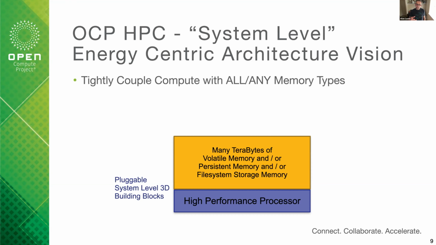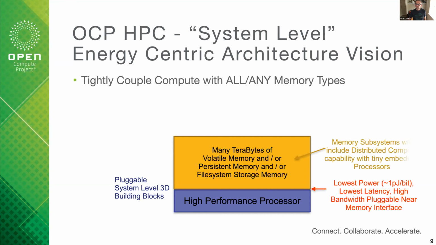And we'd start with, in the middle, we've got many terabytes of memory. It could be non-volatile, persistent, or file system storage memory. And you've got a high performance processor still connected, the big heavy lifting processors. But we want the lowest picojoules per bit, lowest power energy between those two, and the lowest latency, and as high a bandwidth as you can from a pluggable interface.